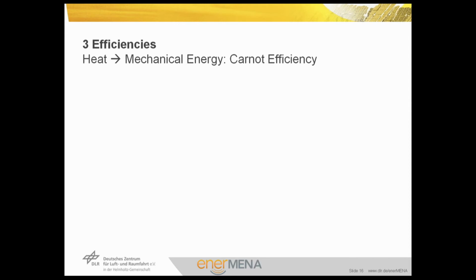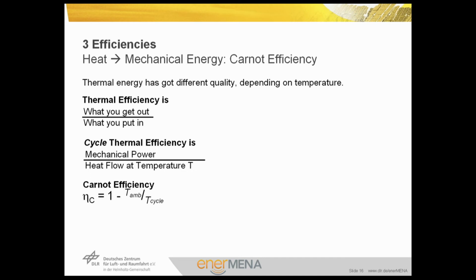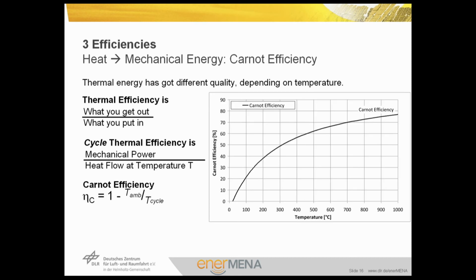So to conclude, we can say only collectors with high concentration factor C are suitable to generate high temperature heat. In a second step, the heat has to be transformed to mechanical energy. Thermal energy has got different quality depending on its temperature. So the definition of thermal efficiency is the same as in the slide before. And the cycle thermal efficiency here is defined as the mechanical power we get out to the heat flow at temperature T. The maximum cycle efficiency an ideal machine would reach is the Carnot efficiency, which is plotted here. We see at higher temperatures we can get higher Carnot efficiencies. Real machines don't reach its theoretical limit and have lower efficiency.